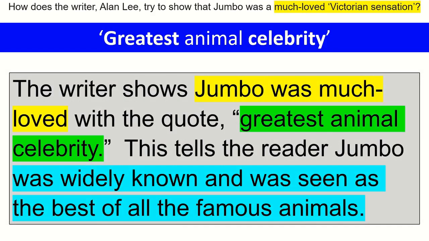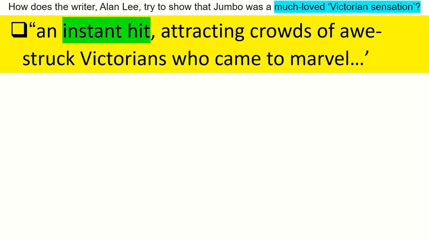The writer shows Jumbo was much loved with the quote, greatest animal celebrity. This tells the reader Jumbo was widely known and was seen as the best of all the famous animals. So again, in my blue, I've got my definition of the word greatest, definition of the word celebrity. And again, yellow is my question, green is my quote, and blue is my explanation of why that quote proves Jumbo was much loved.